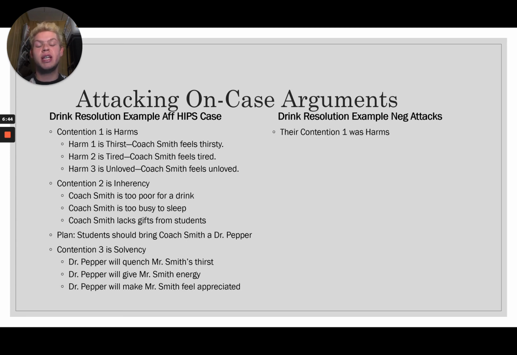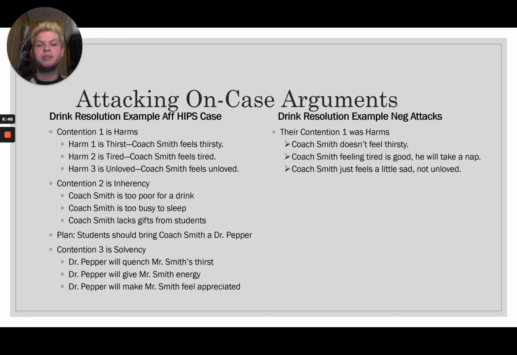So their first contention was harms, and we respond with Coach Smith doesn't feel thirsty against their first harm. Coach Smith feeling tired is good because he'll take a nap later. You could respond to their second harm with that. And then you could respond to their third harm with Coach Smith just feels a little sad and not unloved.